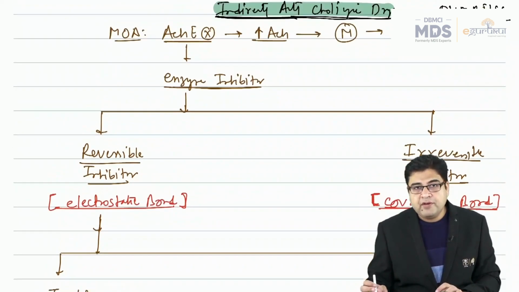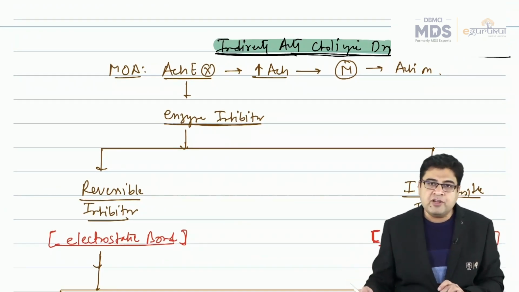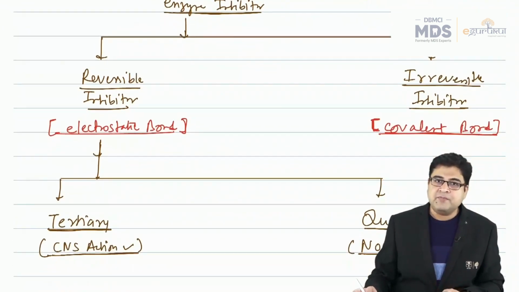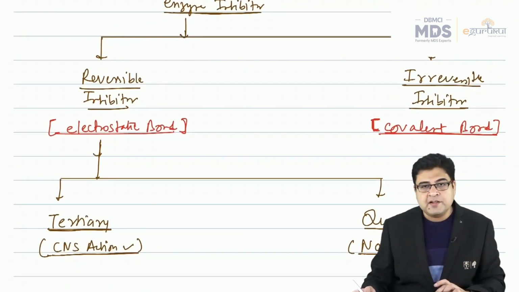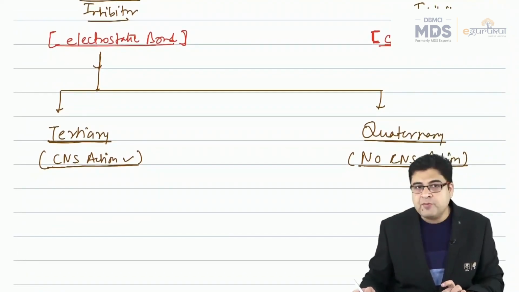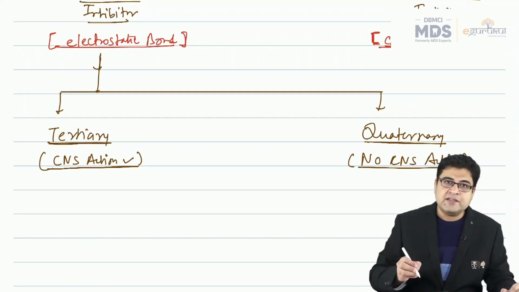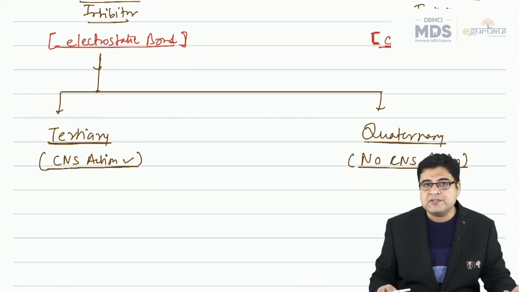What are we discussing? We are discussing indirectly acting cholinergic drugs. These medicines are inhibitors of the acetylcholine esterase enzyme. There are two methods by which medicines can inhibit the enzyme, reversible and irreversible. Reversible means the medicines will form an electrostatic bond. These medicines are further of two types. Some medicines can act on CNS, some medicines will not act on CNS.